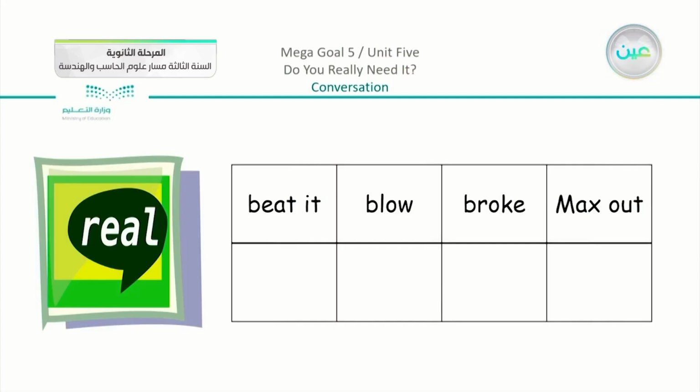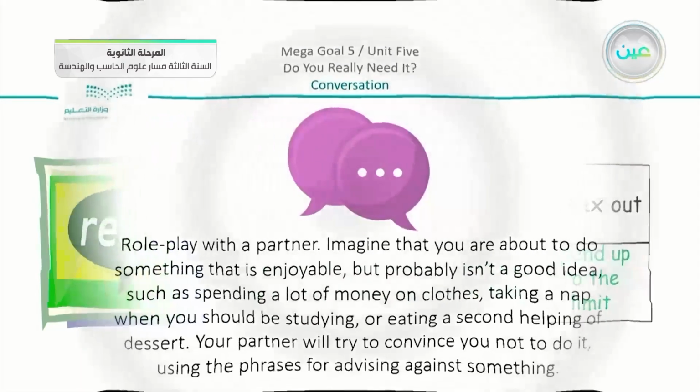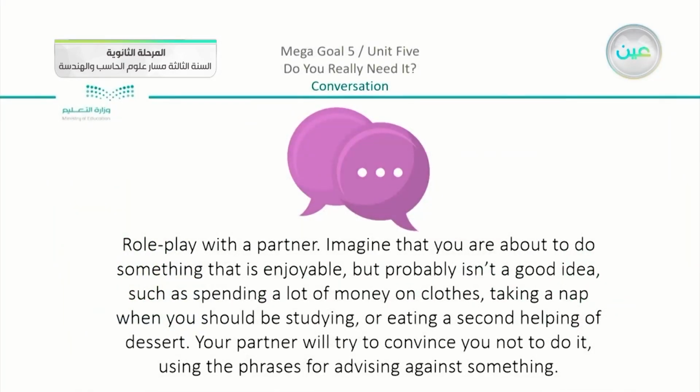Now you can see also that the words we discussed at the very beginning are in the conversation. We have beat it, which means to leave quickly. We also have to blow money away, which means to waste money. We have broke, someone who is broke is out of money. And max out means to spend up to the limit. So in our conversation part, we have the part about advising against something, and we do have our real talk phrases.